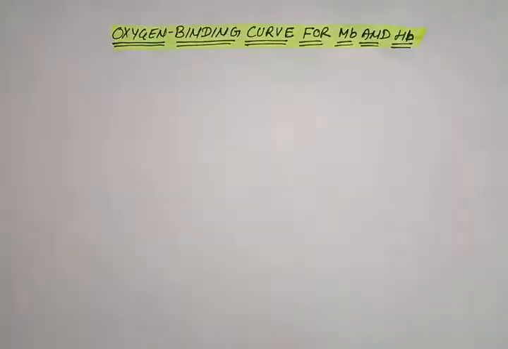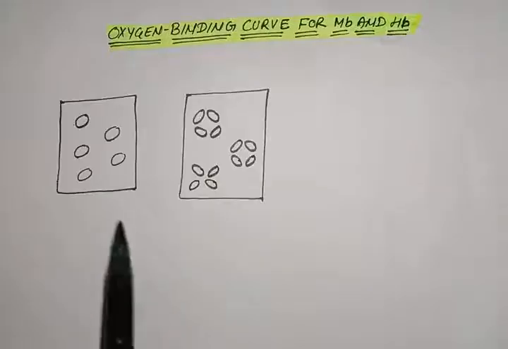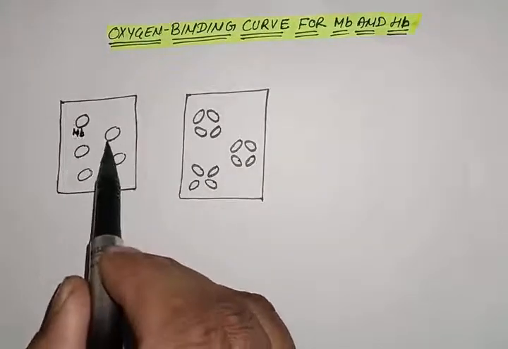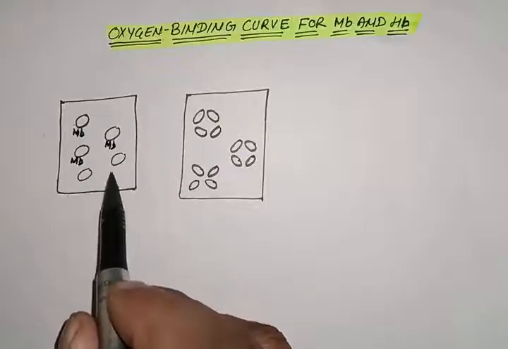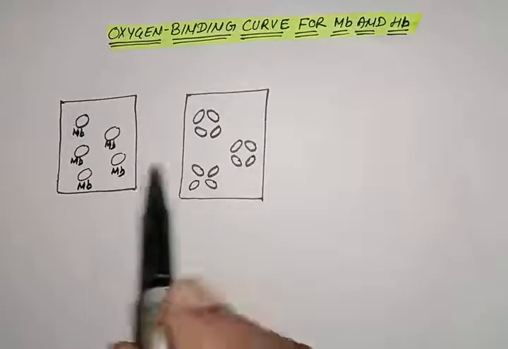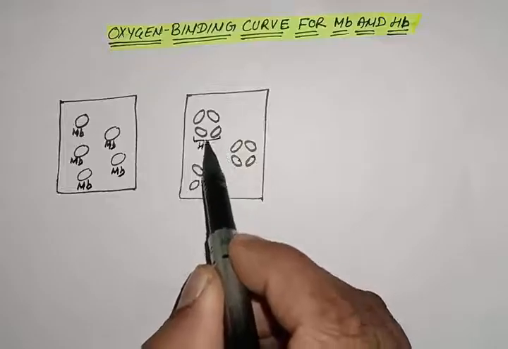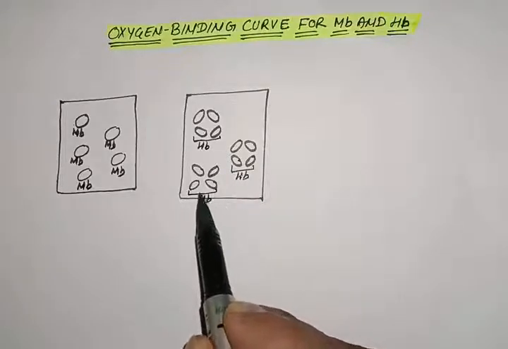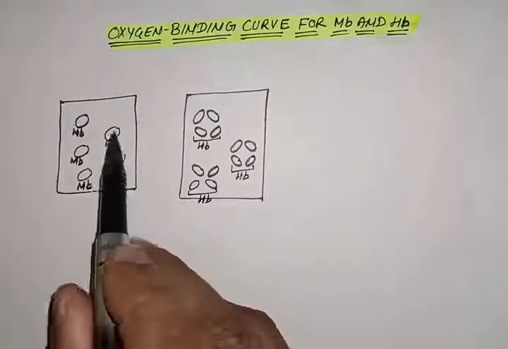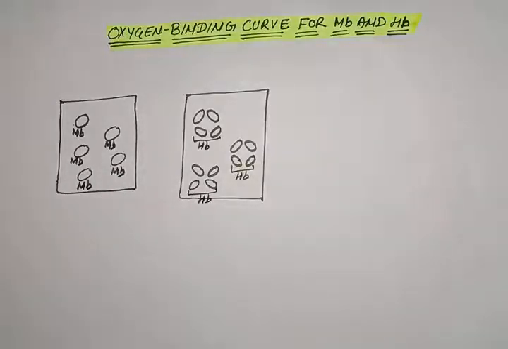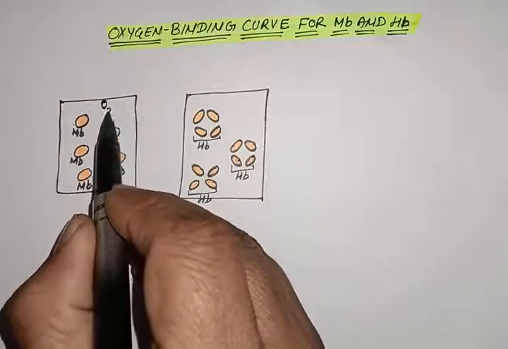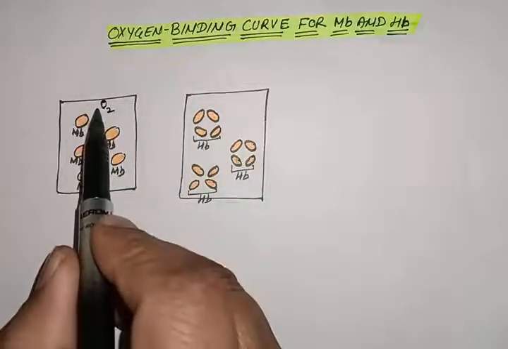The next topic is the oxygen binding curve for myoglobin and hemoglobin. Suppose we have two chambers. In the first chamber we have myoglobin, that is Mb. These are the myoglobin molecules, and in the second chamber we have the hemoglobin molecules. As we know very well, hemoglobin has four heme groups, and myoglobin has only one heme group.